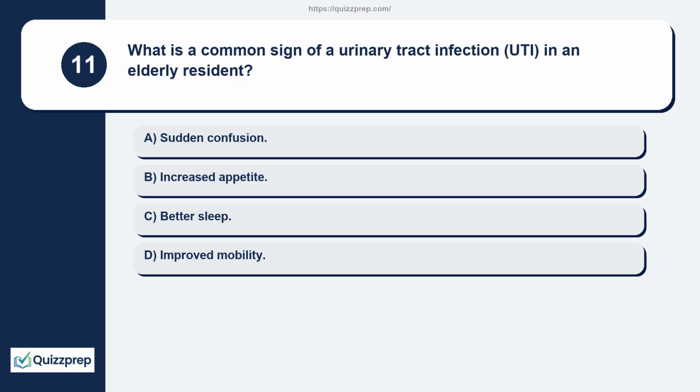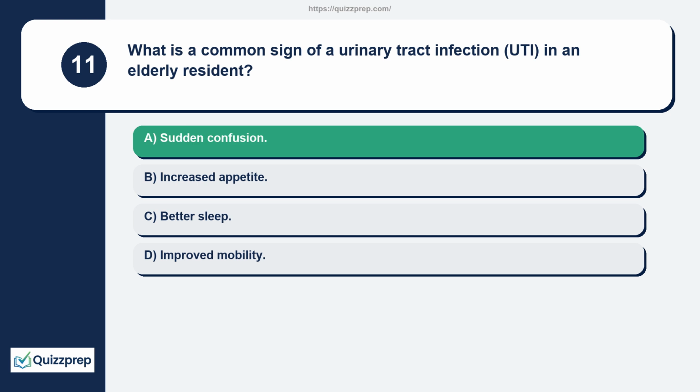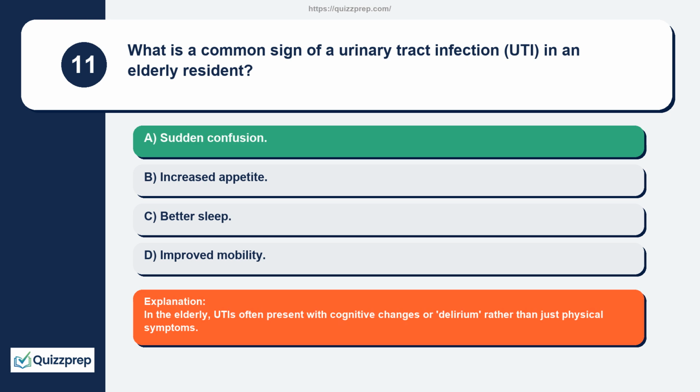Question 11. What is a common sign of a urinary tract infection, UTI, in an elderly resident? Sudden confusion, increased appetite, better sleep, improved mobility. In the elderly, UTI is often present with cognitive changes or delirium rather than just physical symptoms.